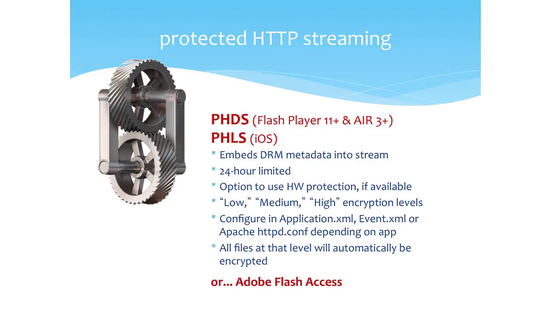And let's check on our stream. All right, so additional features: protected HTTP streaming. It actually embeds DRM metadata into that stream. And you can add business rules, but not as many as Flash Access. This is like Flash Access Lite. It does the encryption, but you can set a 24-hour expiration. That's the only parameter you can give it. So it's good for 24-hour rentals, that kind of thing, and it's built right into FMS 4.5. You just need to do some configuration, and that'll play.